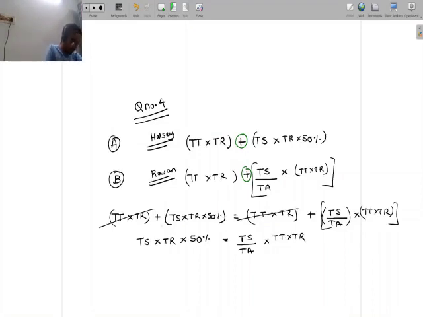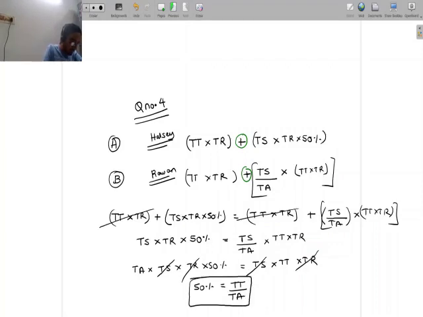Now from this let me take the TA to the other side. So I'll say TA, time allowed, into time saved into time rate into 50% is equivalent to time saved into time taken into time rate. Now let me cancel off all the things I can cancel. There is a time saved here, there is a time saved here. There's a time rate here, there's a time rate here. So what I see is 50% is equivalent to time taken divided by time allowed. So now this leaves me with time taken by time allowed is 50%.